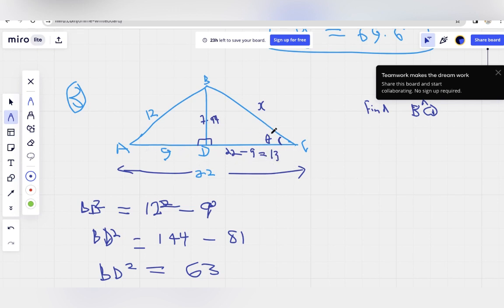Now you know opposite over adjacent is tan. So we can say tan theta, which is BCD now. BCD means this angle. When they say BCD, it means the one in the center.